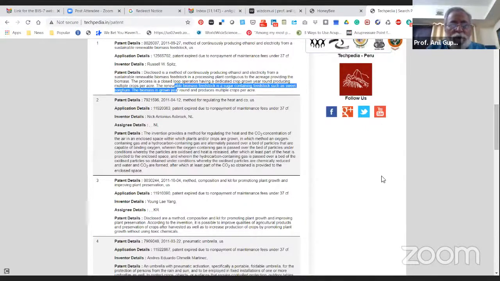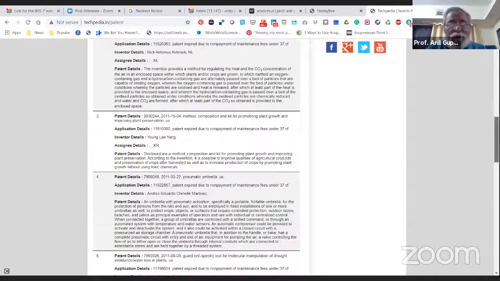So plant growth, plant preservation. I didn't write plant as yet. I've only written crop. So it has come out because it is mentioned here: production of crop by promoting plant growth without using toxic chemical. So this may be a method and composition and kit for promoting plant growth. Now this may be a herbal plant growth promoter because it is saying without using toxic chemicals. So you see, it is opposite of what we are looking for. This is not telling us about herbal, it is telling about non-toxic. It is assuming that chemicals are toxic and those toxic chemicals are not in his kit.